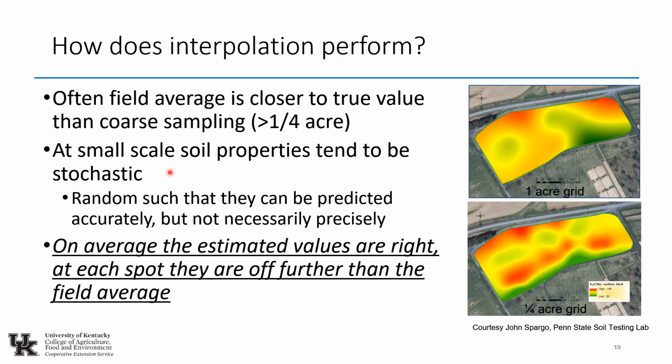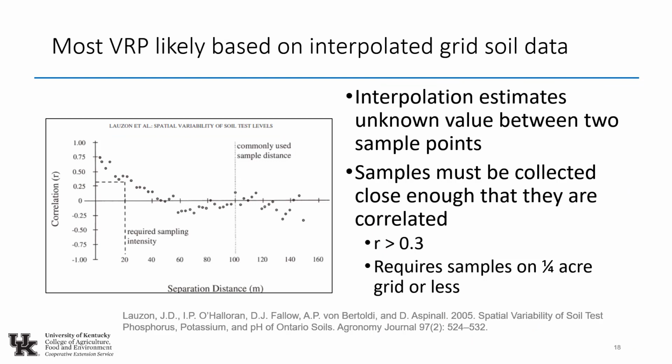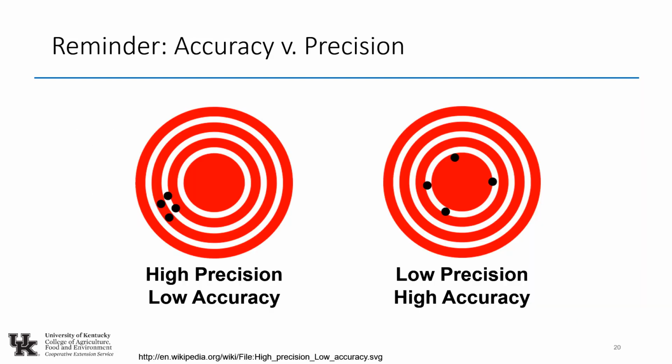What's that mean? It means that in this example, if we went back and we just did an average of our grid data, it would be closer to the true value if I went back in here and actually collected a sample to see what it was. The field average, 95% of the time, is closer to that unknown value than the interpolated prediction. 95% of the time, the field average will be better. So interpolation of grid sampled data does not work when it's sampled greater than 1/4 acre.